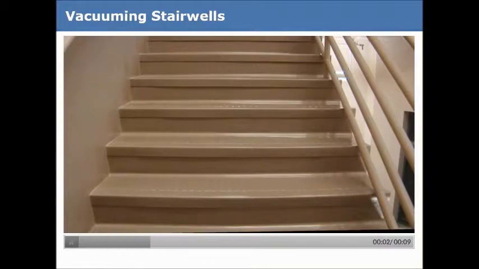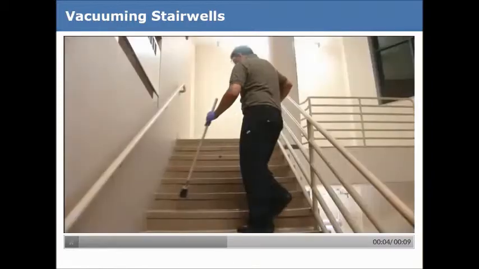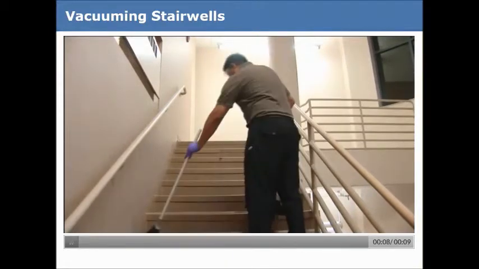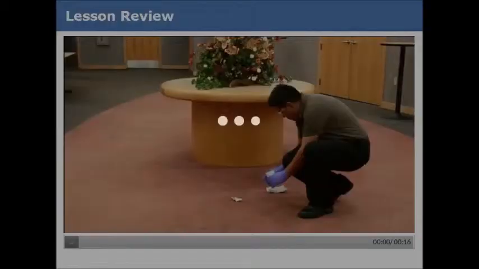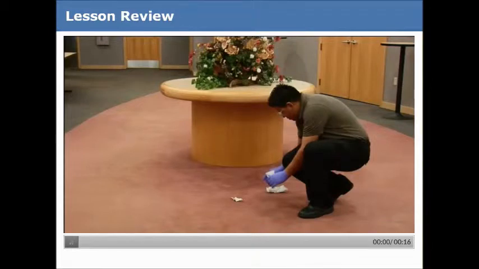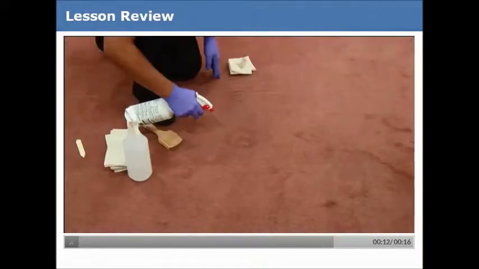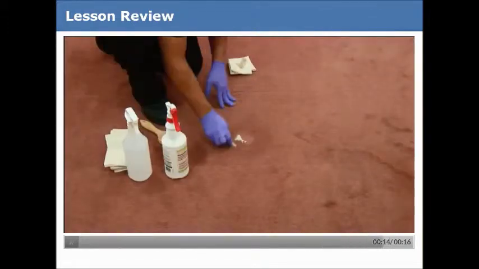If stairwells have hard floors, they need to be swept, and if they're carpeted, they need to be vacuumed. Be sure to clean from top to bottom. This concludes the section on vacuuming. Here are some key points to remember. Before vacuuming, remove large trash and objects. Vacuum in a W or M pattern. Use a general-purpose spotter for treating stains.